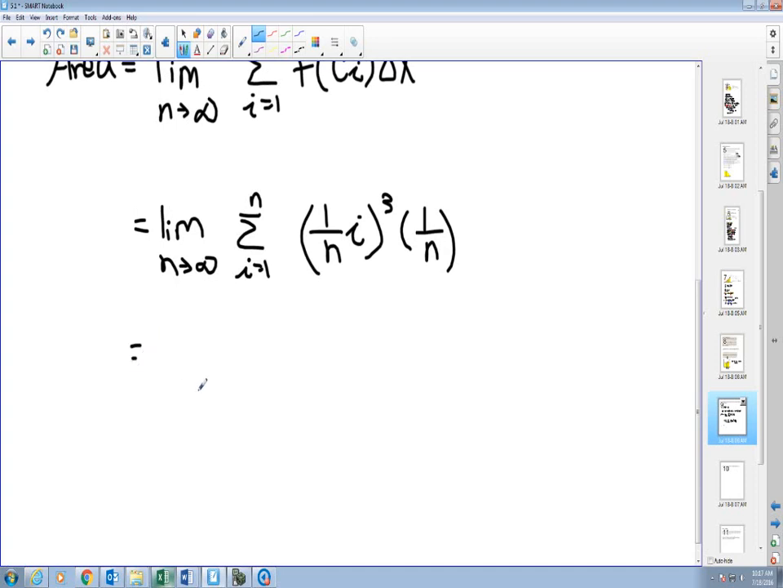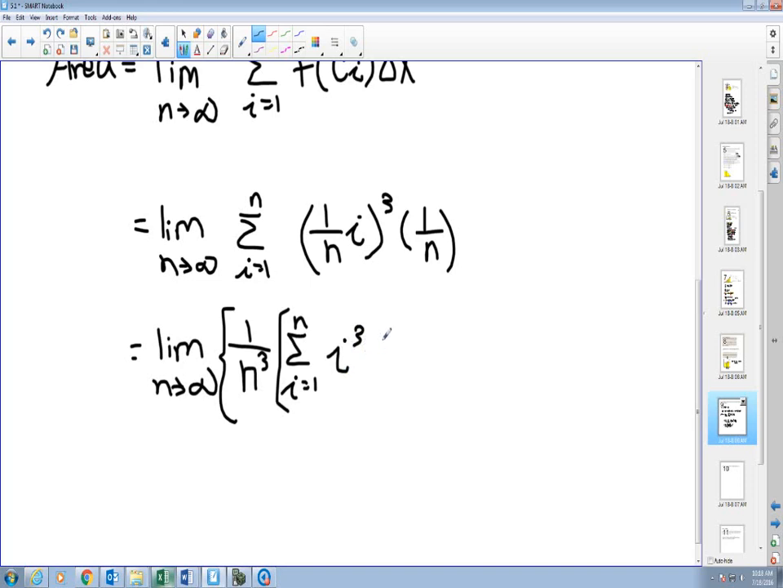Alright, just to make things easy, I'm going to take this 1 over n to the third power to the front of my summation. So that's 1 over n to the third, and I'll use a brace because I've got a limit on the outside now. I'm going to put the sum of i to the third in the bracket. The next step will be to expand this and then multiply by this 1 over n, and then take the limit at the very end.